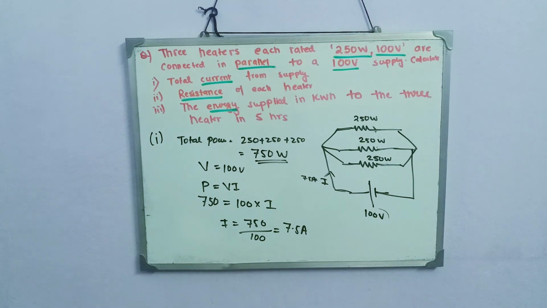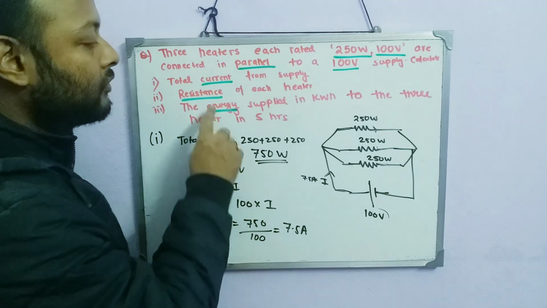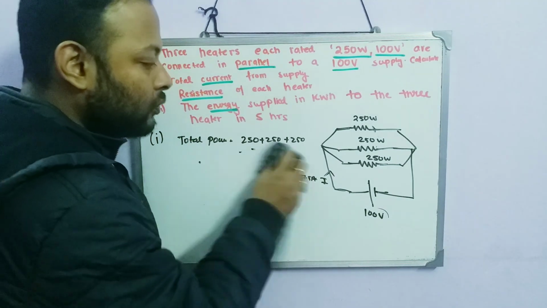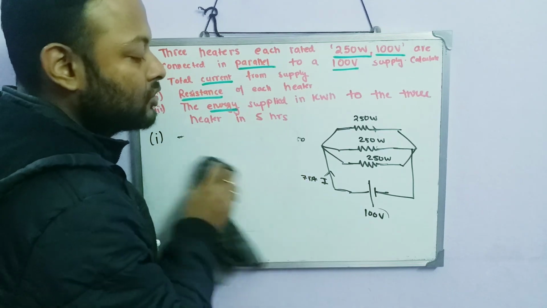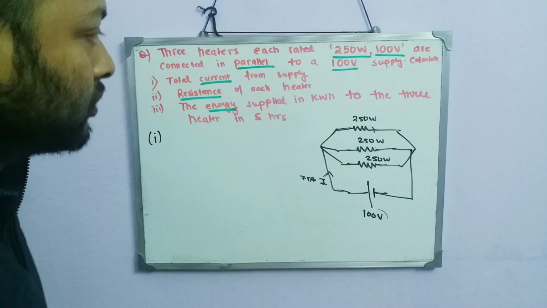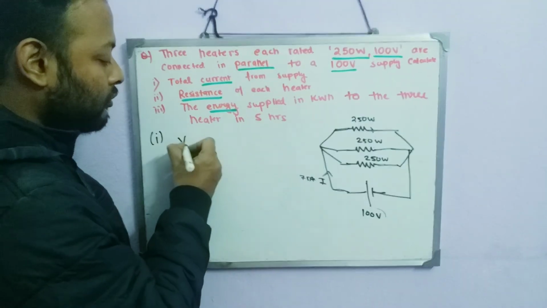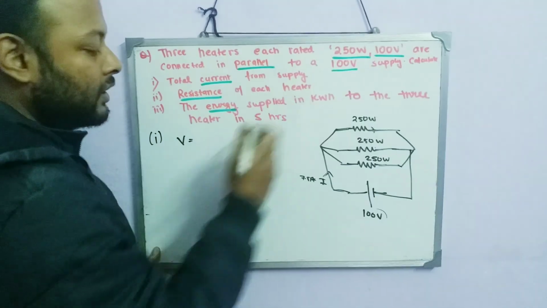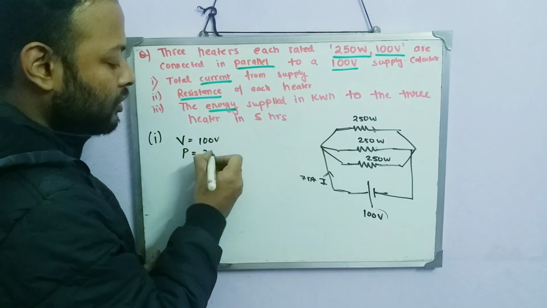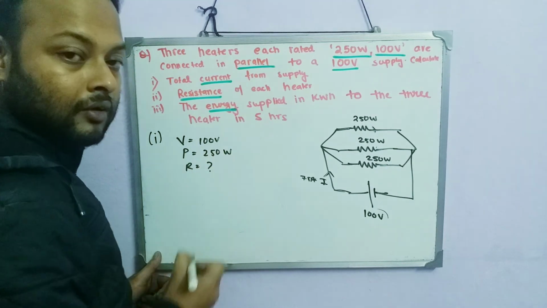Now the second question is, find the resistance of each heater. So you have to calculate the resistance of each heater. So how will I do the resistance? See, it is very easy. Voltage is given how much? 100 volt. And the power of the heater is given how much? 250 watt. So I have to find the resistance, right?